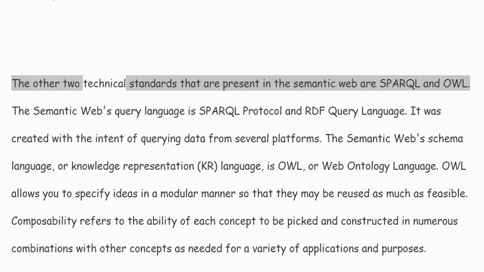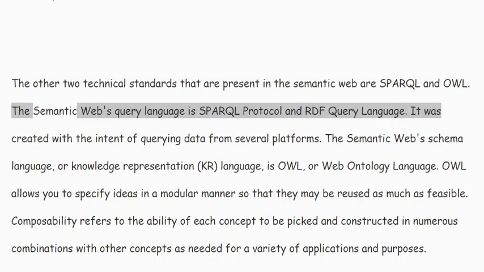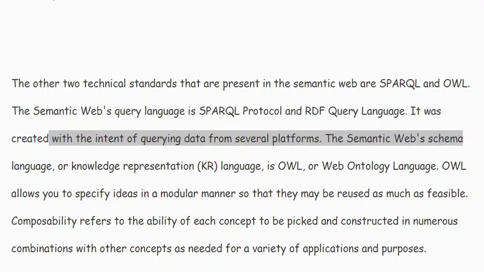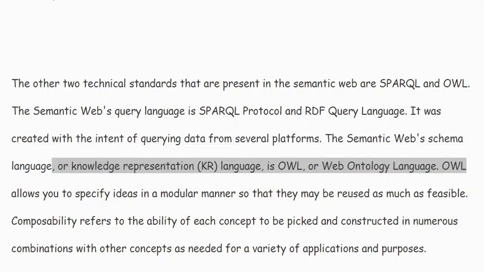The other two technical standards that are present in the semantic web are SPARQL and OWL. The semantic web's query language is SPARQL Protocol and RDF Query Language. It was created with the intent of querying data from several platforms. The semantic web's schema language, or knowledge representation (KR) language, is OWL, or Web Ontology Language.